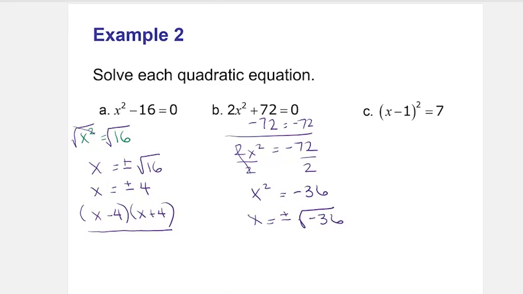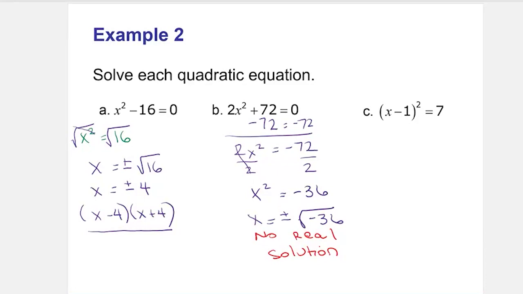Now, that does not come out to be a real number. That comes out to be a complex number. So now, since we have plus or minus the square root of a negative number, well, that's not a real number. That's a complex number, which we won't be talking about in this class. So this would have no real solution, because there's no two numbers, except a complex number, where we multiply the same numbers together and get a negative.